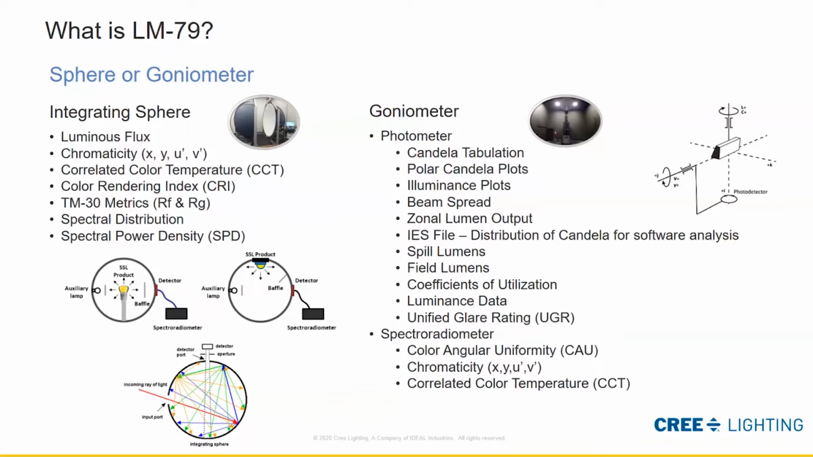Super important. Some of the other things that come out of that file are the coefficients of utilization, again, a tool for layouts, luminance data, how bright the luminaire might look, and then the unified glare rating is a newer metric that's coming along. You can also put a spectroradiometer, meaning a spectrometer that measures color as well as intensity. And then you can get color over angle, which can be helpful when understanding a wall wash and whether you get some color separation.